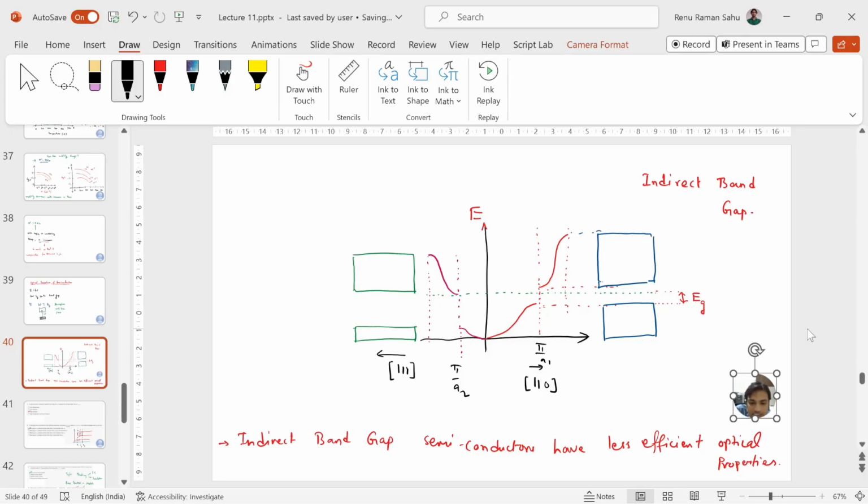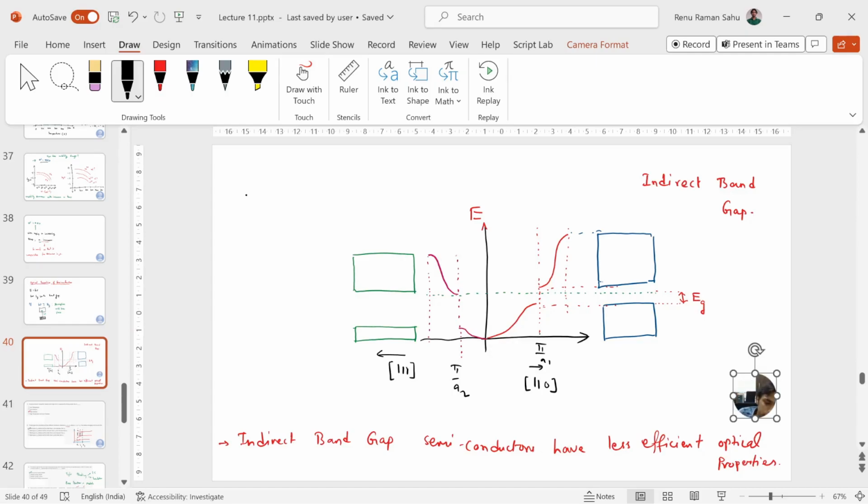For example, silicon is an indirect band gap semiconductor. In this direction, for example, the interatomic distance will be different. Interatomic spacing is the same, right? Always? No, because we have different directions, the interatomic spacing will be different for different directions.